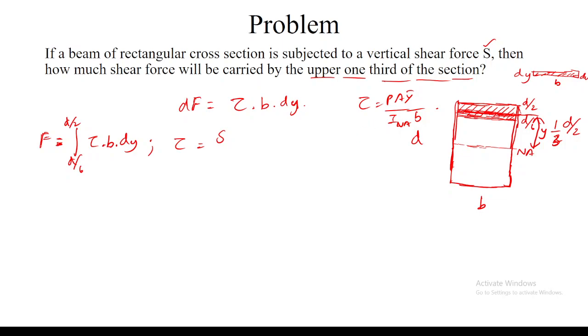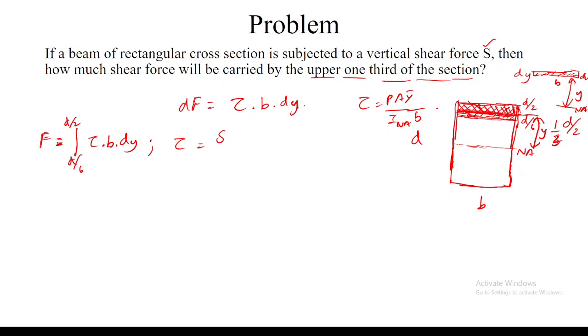That is our basic definition, right? Here I have taken a small strip, which is of length b and thickness dy, at a distance of y from the neutral axis. So which area do I have to calculate now? This area I have to calculate now.